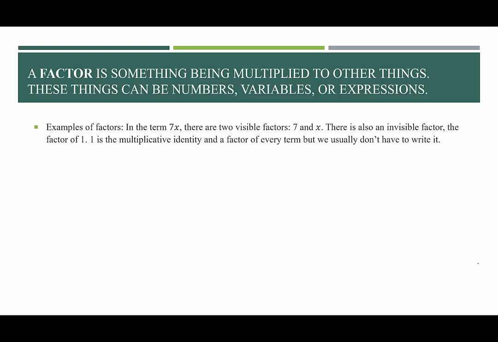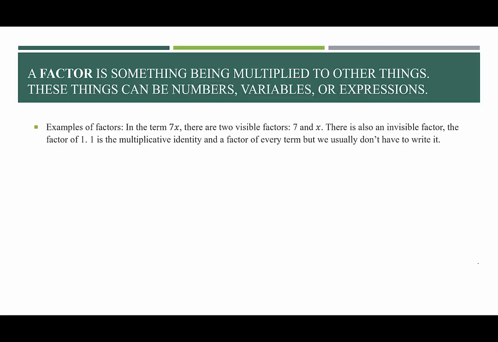In the term 7x, there are two visible factors, 7 and x, because the only thing happening to 7 is it's being multiplied to x. The only thing happening to x is it's being multiplied to 7. So we would say 7 and x are the factors, the visible factors. Every expression, every term, everything always has this invisible factor of 1, right? We could say there is also a 1 being multiplied there, but since the 1 is so common, we don't need to say it every single time. There's just always assumed to be a 1 being multiplied to any term.